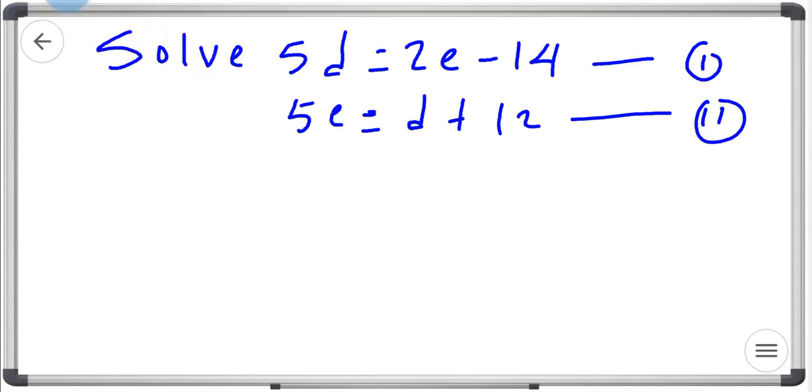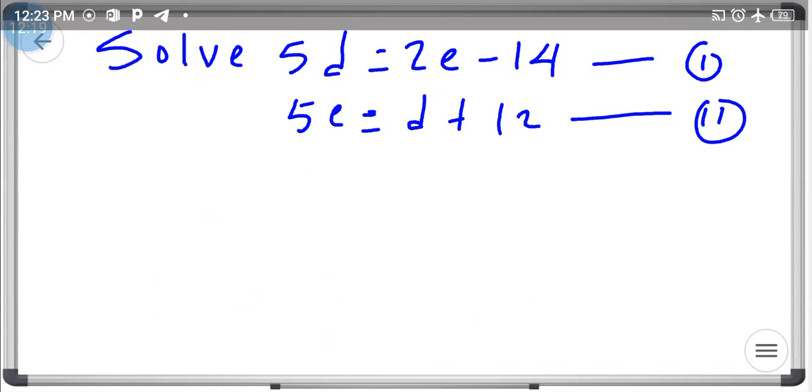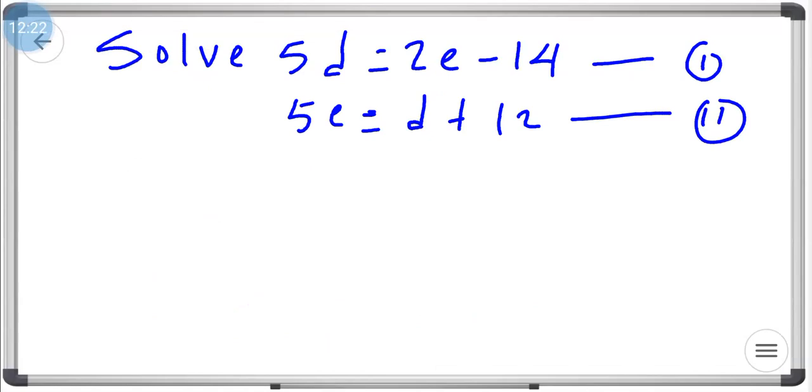Now the next question that I'll be solving is 5d equals 2e minus 14 and 5e equals d plus 12. Take note, we are solving using the substitution method. That's the method we are using to solve the simultaneous equations given to us. So we have the first one, 5d equals 2e minus 14. Also, we have equation 2, 5e equals d plus 12. We need to solve them together to be able to get the unique values of d and also of e.